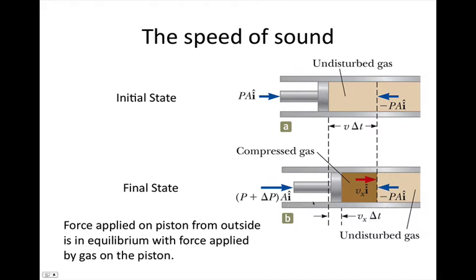In the final state, we now apply a force. This creates an unbalanced force, so delta P is the unbalanced force, the resultant force, and this region is compressed. It now has a change in width of vx delta t, where vx is the speed that all the gas particles are moving with. So at the end of time delta t, they're all moving with this speed vx, which means that they've all moved in from the end a distance vx delta t.